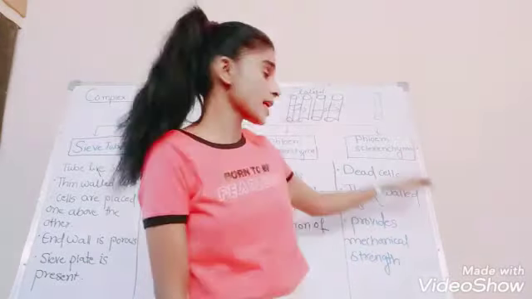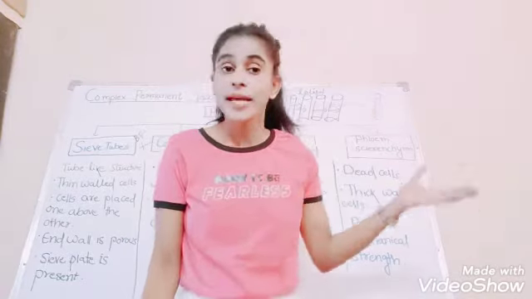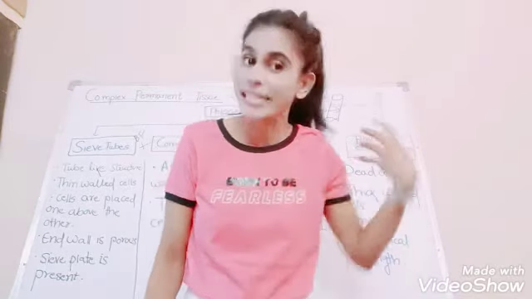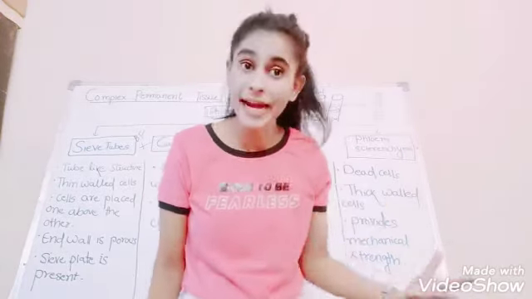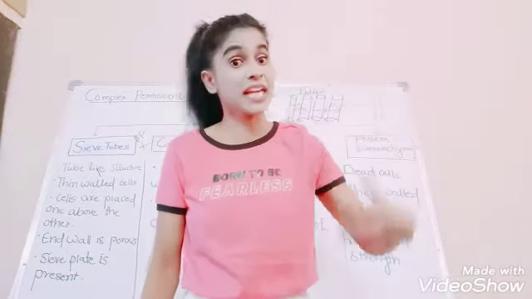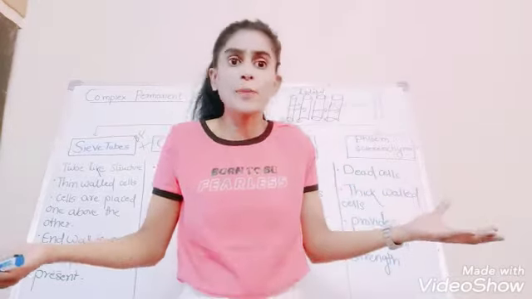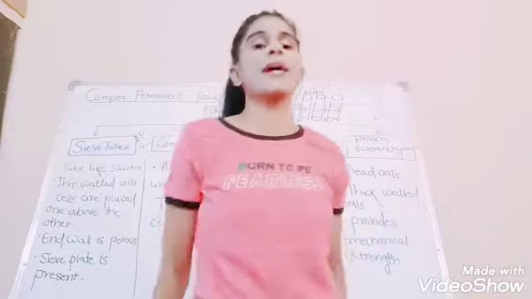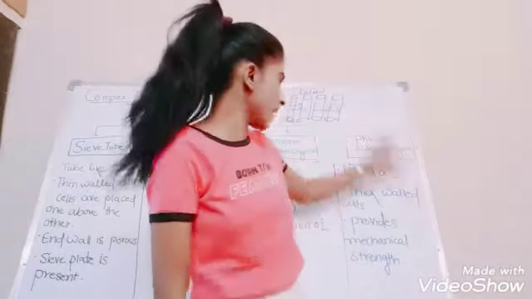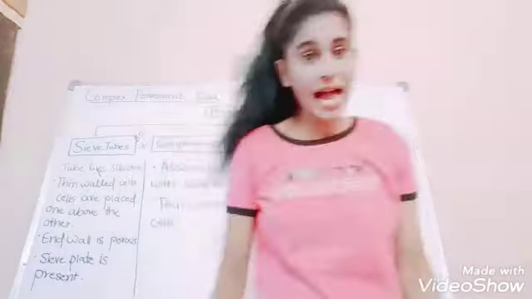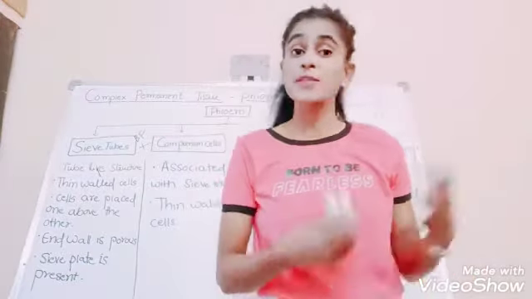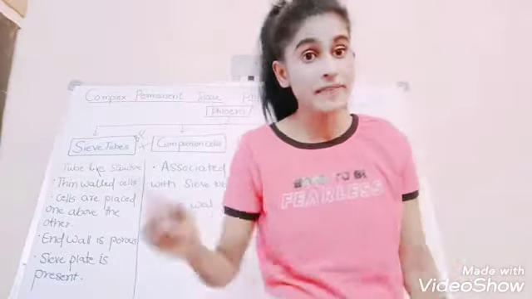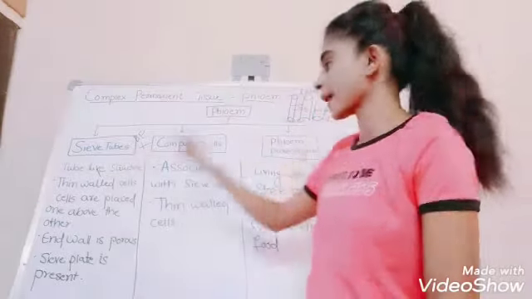So what does phloem sclerenchyma do? Since the cells are dead and have very thick walls, ultimately it will provide mechanical strength, guys. So the main function of phloem sclerenchyma is that it provides mechanical strength. So here we came across the 4 different types of cells.